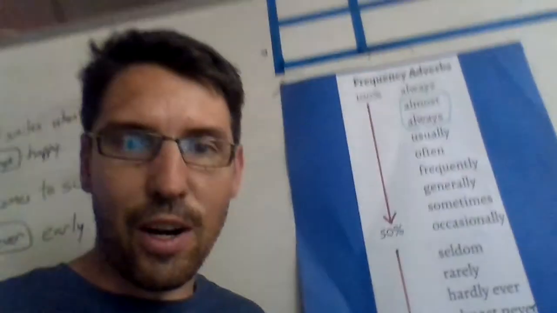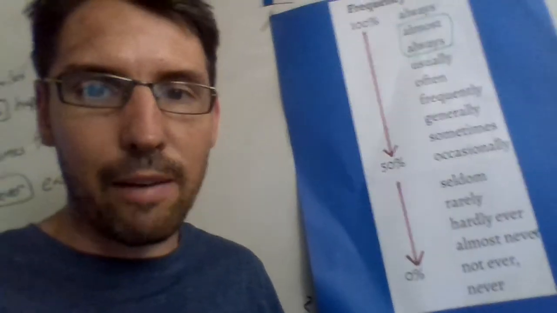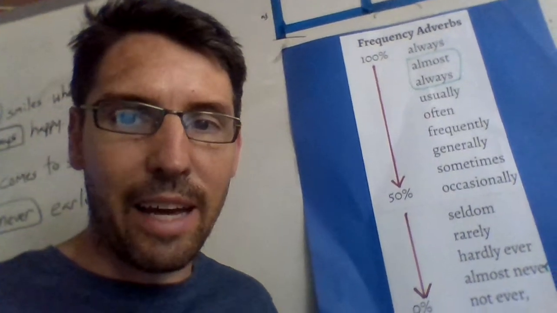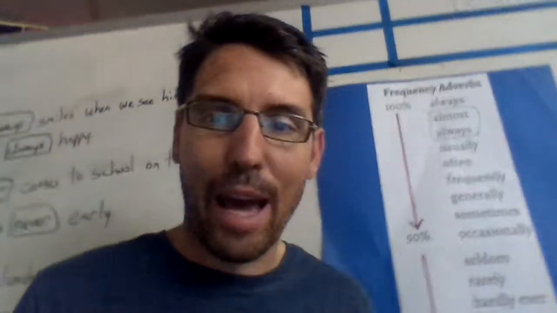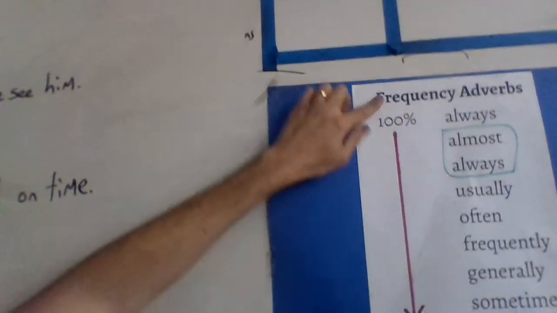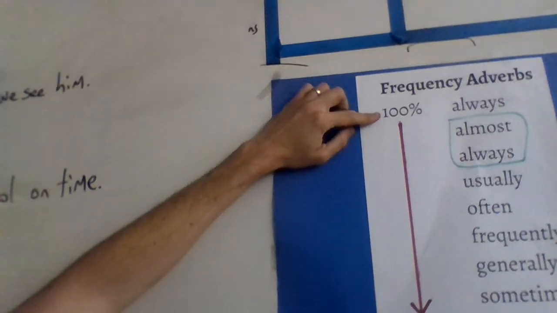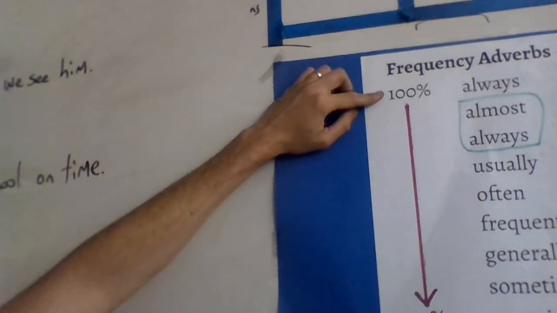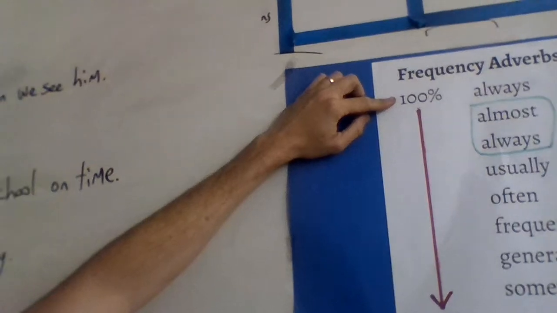All right, everyone, we're going to talk about frequency adverbs. Frequency adverbs, or sometimes we call them adverbs of frequency. So let me show you the entire list. Okay, so when I'm talking about something that happens 100% of the time, I use the word always.